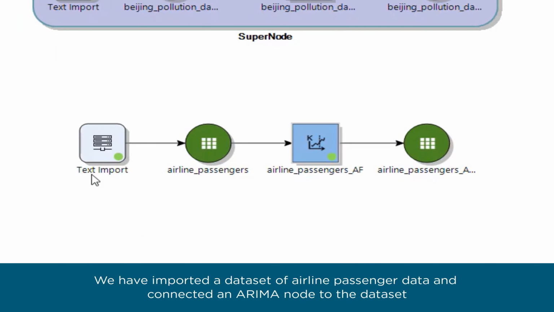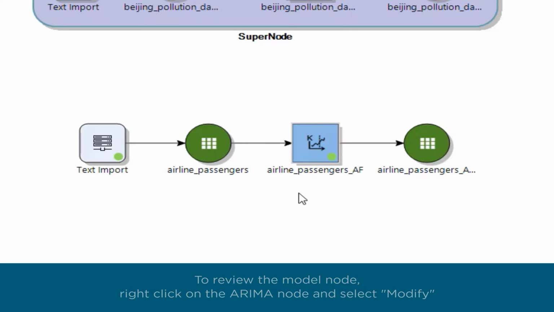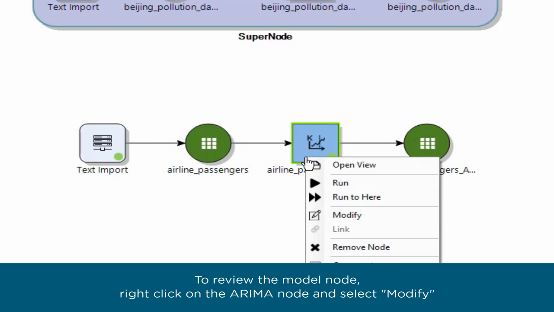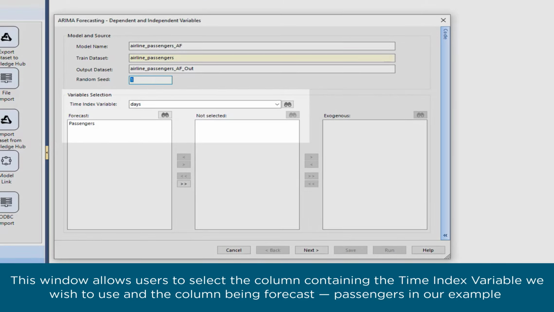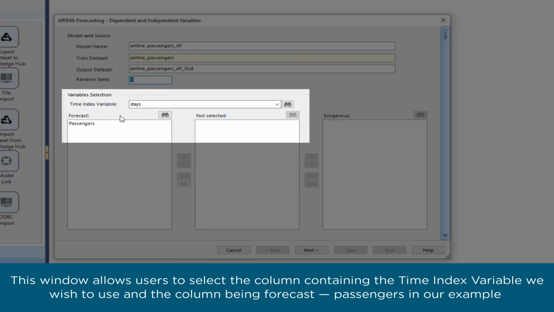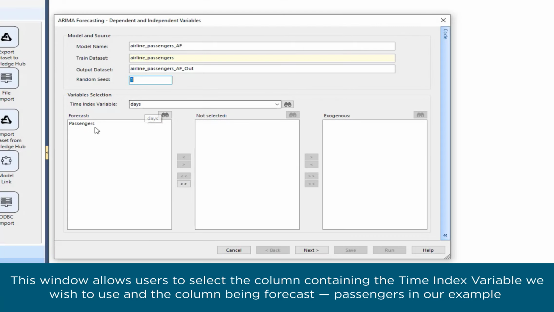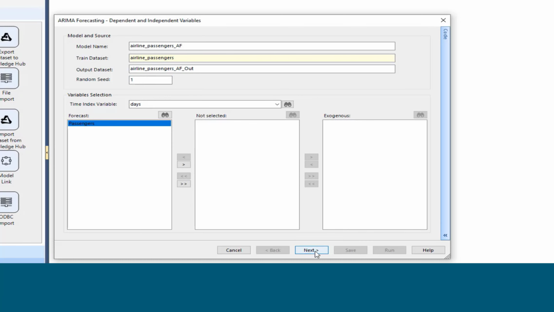We have imported a dataset of airline passenger data and connected an ARIMA node to the dataset. To review the model node, right-click on the ARIMA node and select Modify. This window allows users to select the column containing the time index variable we wish to use and the column being forecast, passengers in our example.